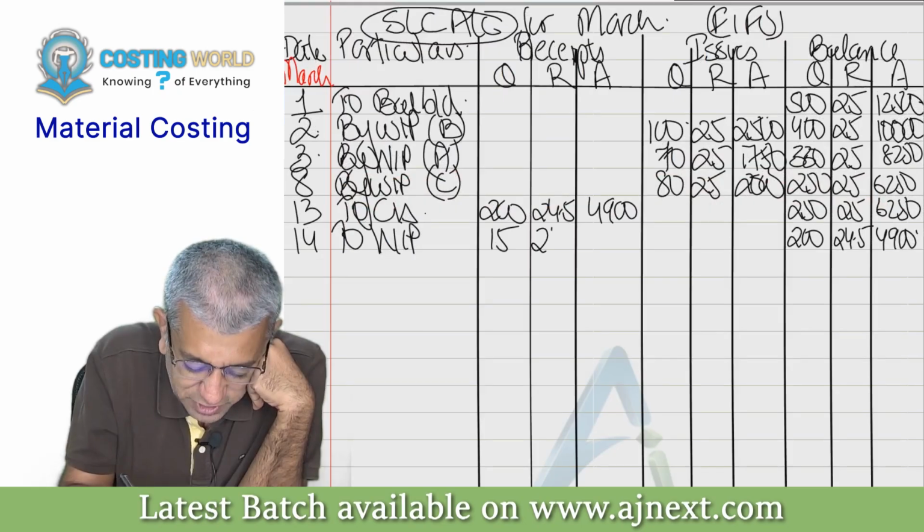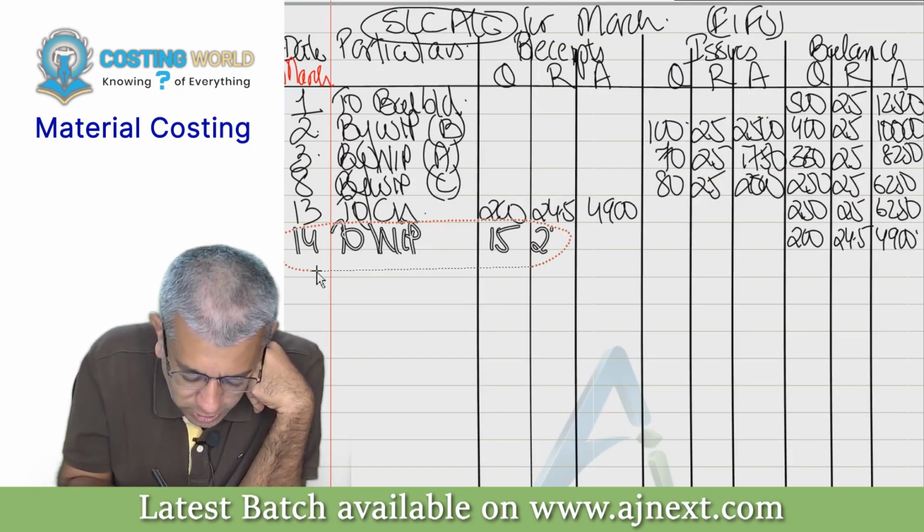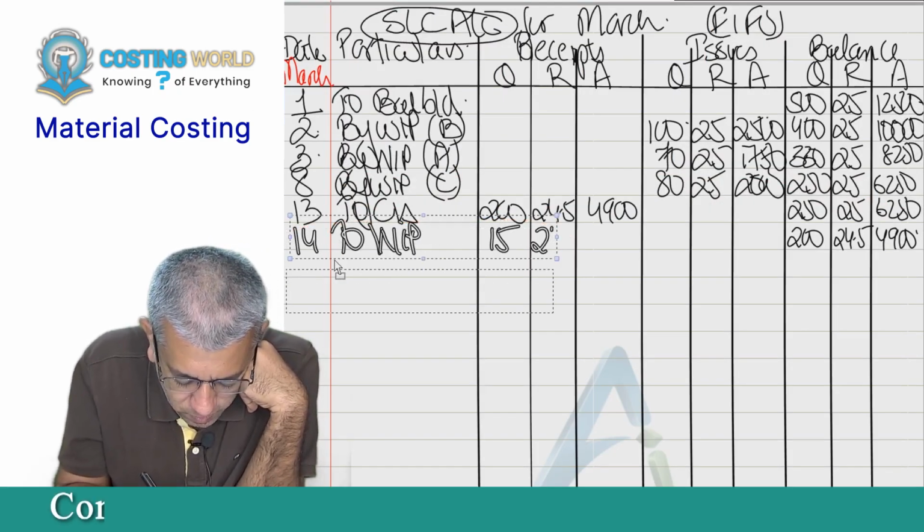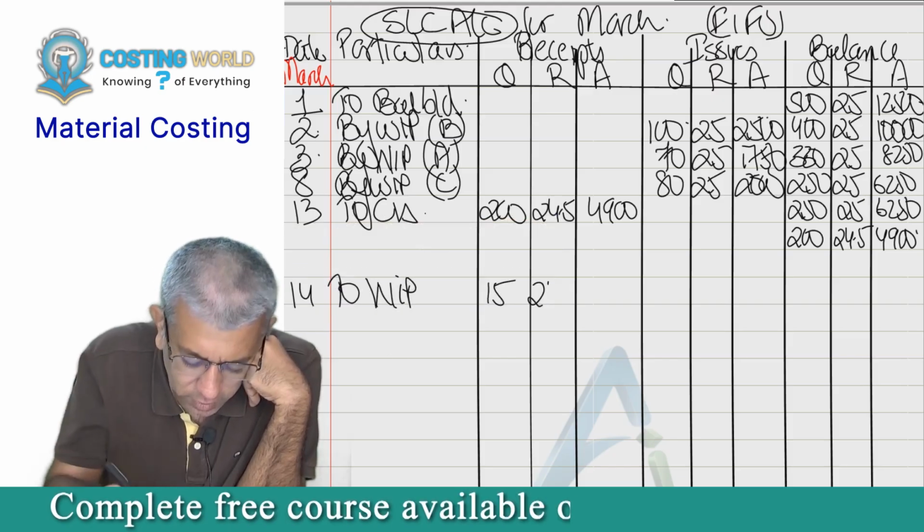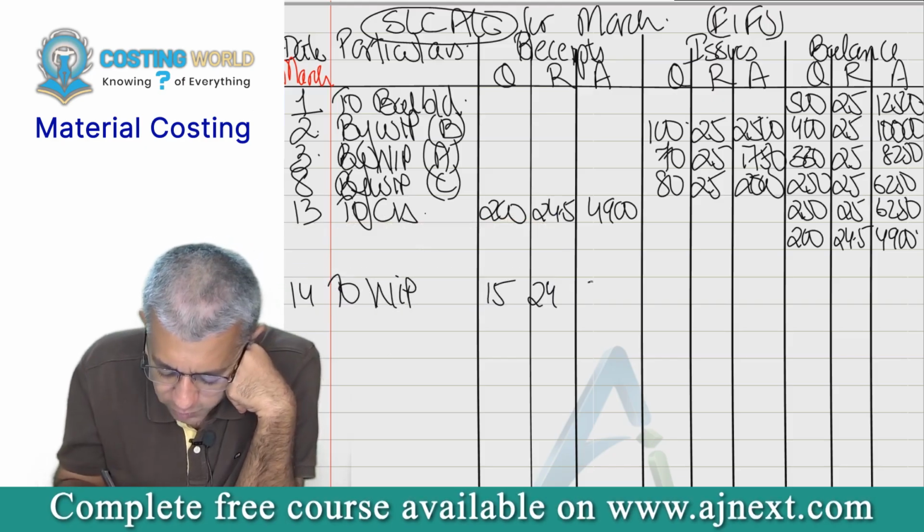Just a sec, I should have written on the next line. You make me do all wrong stuff. 15 units at the rate of 24, 360.